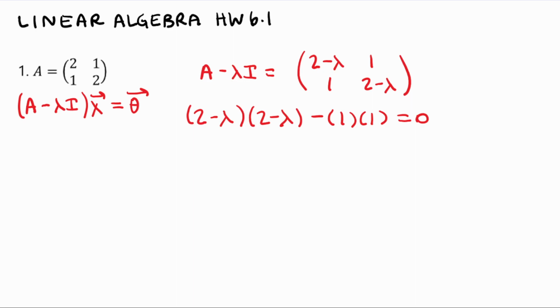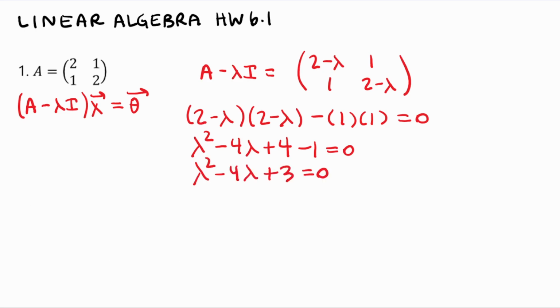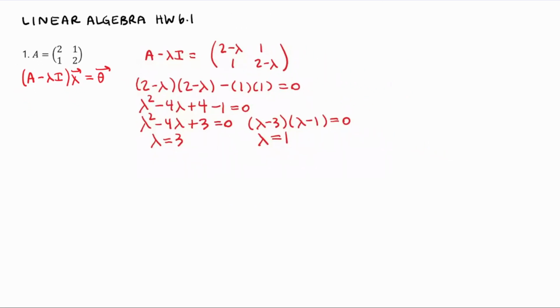If I square 2 minus lambda, I'm going to get lambda squared minus 4 lambda plus 4. And then I'm going to subtract 1. This is factorable with, I think, lambda minus 3, lambda minus 1. Okay. So that means that my eigenvalues are lambda equals 3 and lambda equals 1. I need to give myself a little more room to work. Okay, those are the eigenvalues.